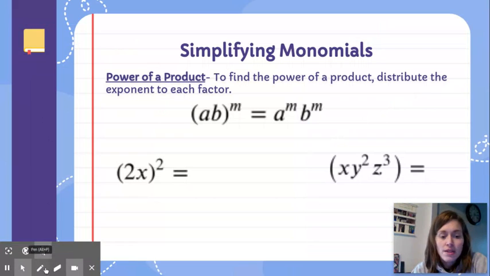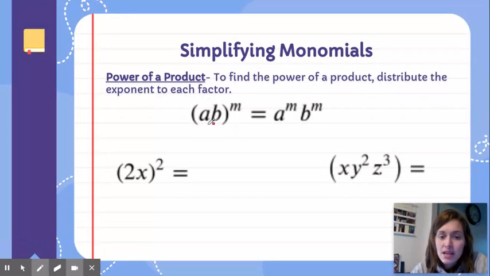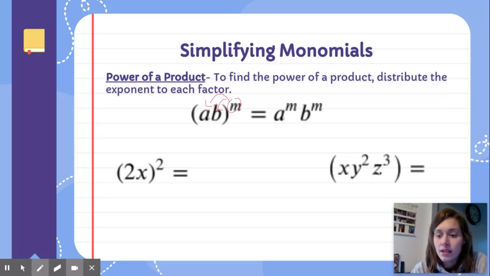All right, so the last rule we're going to look at today is power of a product. This is going to be when we have a product or a series of things we're multiplying together, all being raised to a power. So for example, here we have a times b, all being raised to the nth power. And this is going to work kind of like distributive property, where we just take the exponent and distribute it to each thing inside the parentheses.